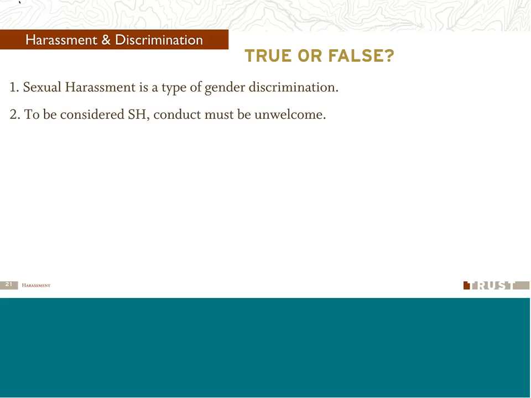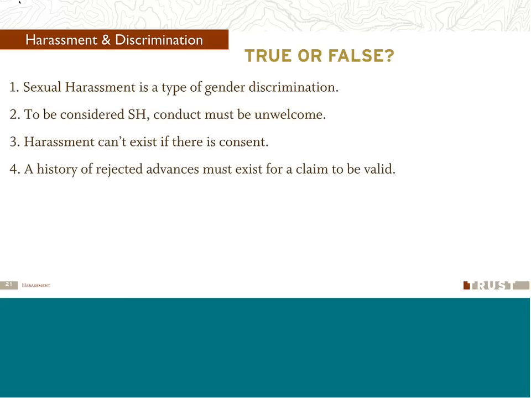To be considered sexual harassment, conduct must be unwelcome. That's true, but we have to understand what that means. A behavior can be unwelcome even in the absence of somebody complaining about it. If a behavior is unwelcome to me, it's unwelcome to me whether I say something or not. But yes, it must be unwelcome behavior. Harassment can't exist if there is consent. Is that true? Well, no, that's not true at all. We can have consent, especially when there's coercion taking place. That doesn't mean that behavior or activity was welcome just because we consented to it.